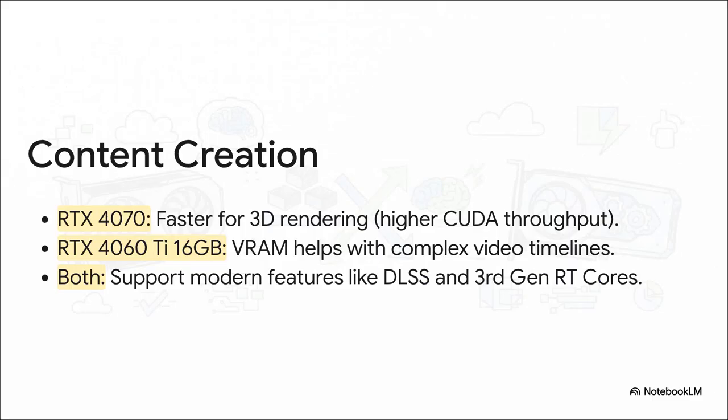For content creation, it gets a little more nuanced. If you're doing something like 3D rendering, the 4070's extra CUDA cores will finish those jobs faster. But if you're a video editor, stacking up a ton of 4K clips, all that VRAM on the 4060 Ti can actually make your timeline feel a lot smoother and prevent stuttering. So it depends on what you do.